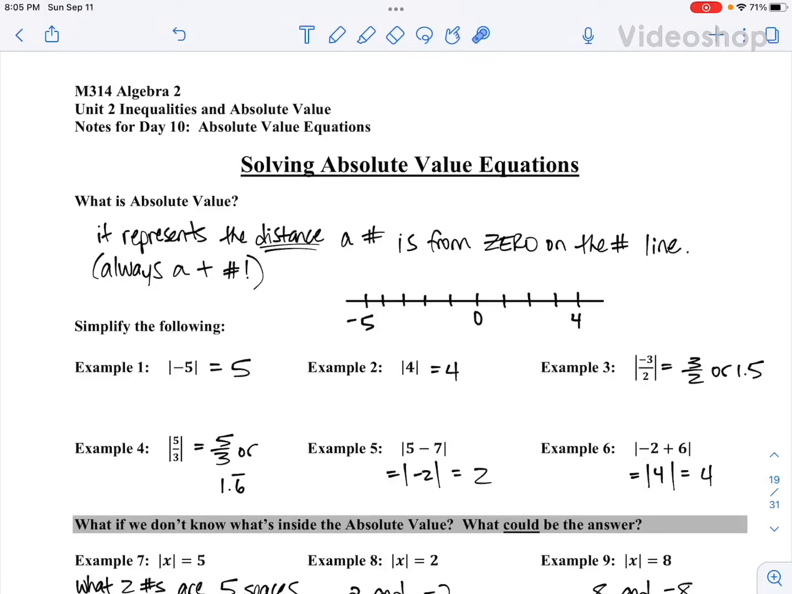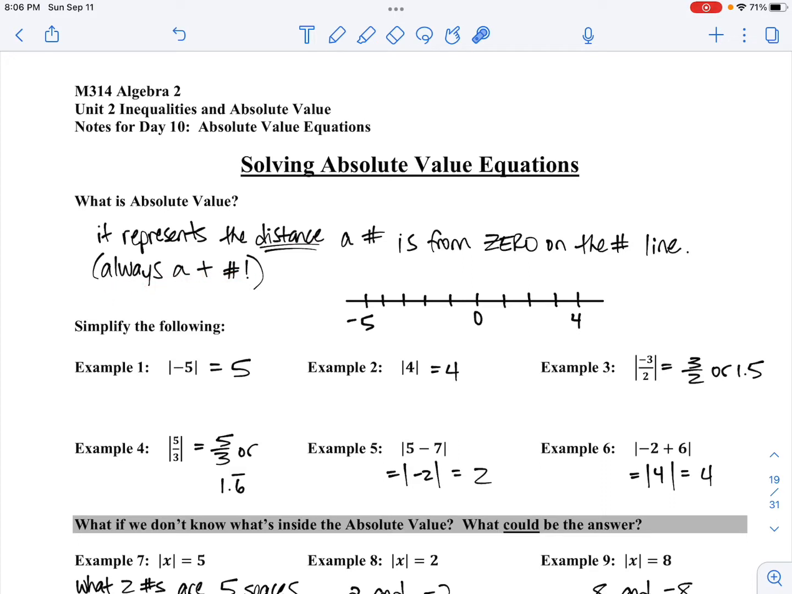All right, here we've got notes for day 10. We are going to be doing some absolute value equations, you guys. A lot of this beginning stuff should be pretty review. I just wanted to remind you that an absolute value represents a distance away from 0 on the number line, and it's always a positive number.